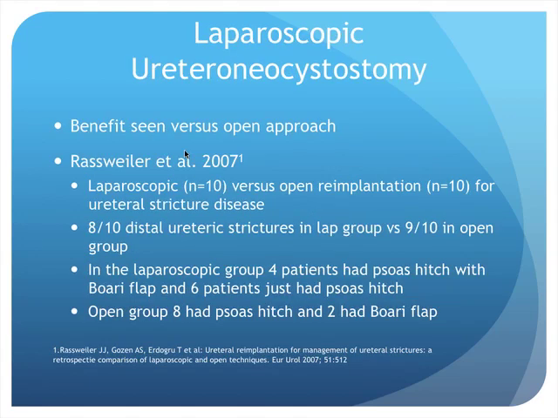There have been some studies looking at open repair versus a laparoscopic technique. One from 2007, which looked at 10 patients in each group. 8 patients in the laparoscopic group had a distal stricture, and the rest were mid-ureteric strictures. 9 patients in the open group had distal strictures, and the rest were mid-ureteric strictures. And in the lap group, there were 4 psoas hitches, and 6 patients had Boari flap. In the open group, 8 had a psoas hitch, and 2 had a Boari flap.